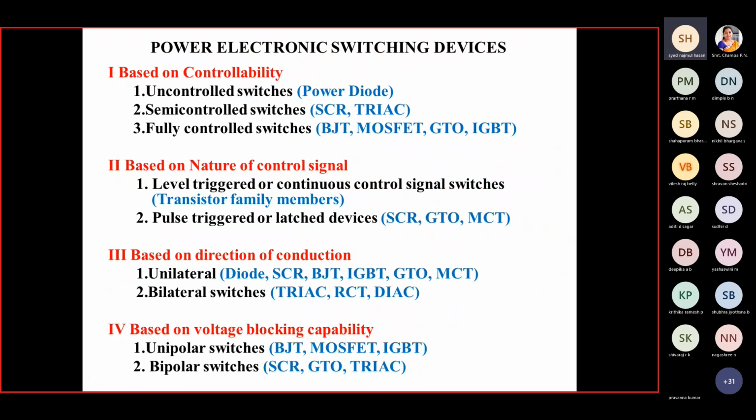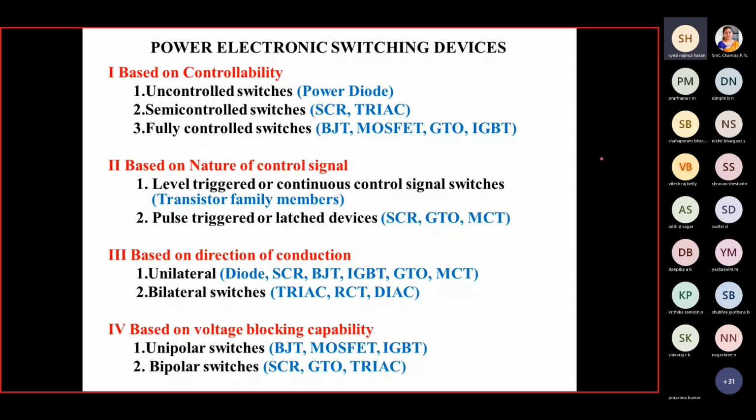So this slide, I'm not going to go in depth, but I'll give a brief idea how the switches are classified. I told you we'll be studying SCR, MOSFET, IGBT, and TRIAC. These are the 4 switches we are going to analyze and see their characteristics. So how the switches are classified, where the switches fit in the classification, we see. There are 4 types of classification.